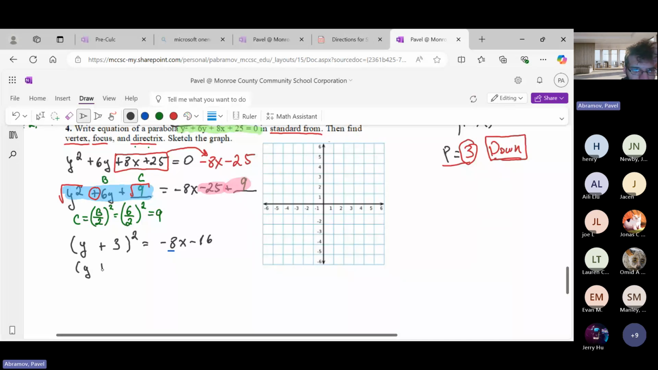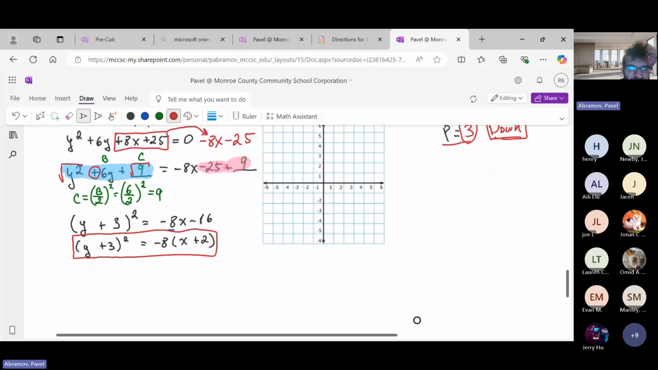So therefore we have y plus 3 squared equals negative 8. And when we factor negative 8 out, in the parentheses we'll have x plus 2. So now this is our standard form. So that's the first part.